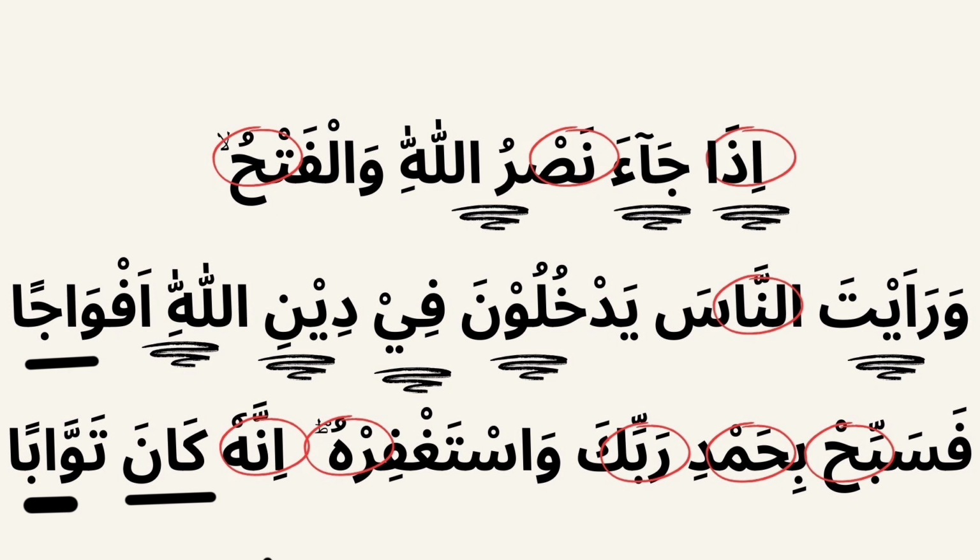Don't read it very fast. وَرَأَيْتَ النَّاسَ. It is not very fast that we have to go. Noon is having tashdeed, so we will give it some time. وَرَأَيْتَ النَّاسَ يَدْخُلُونَ. Here we have waw sakin, and before that we have pesh. This is huruf-e madiyya waw. We will stretch it to 2 counts as we are continuing.